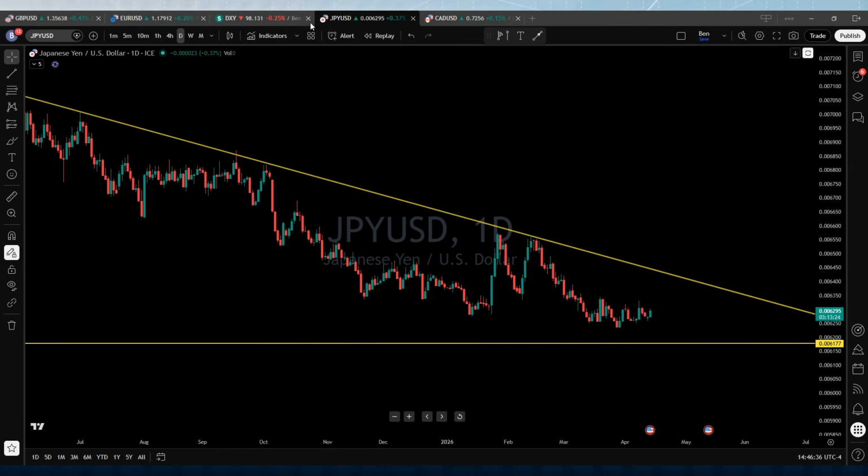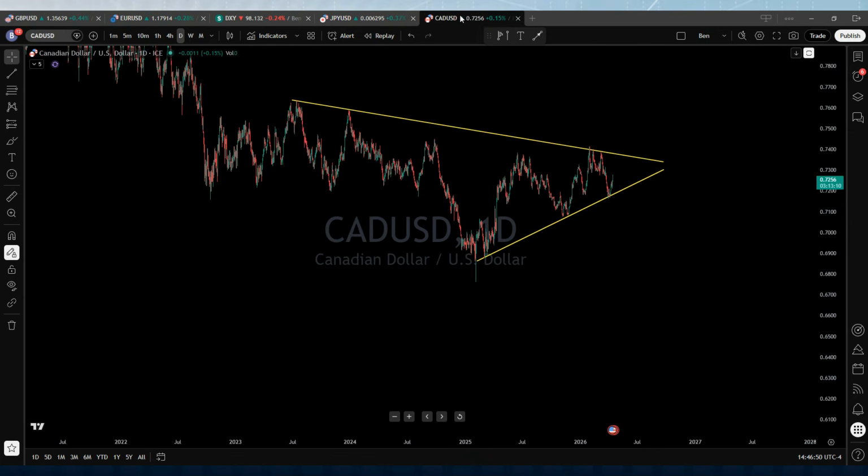Same with the other charts. We just need a further move to the downside in the DXY, the Japanese yen pushing up to this downsloping trend line, and that would be a shortable level or an exit for a swing trade level if you're long on the JPY. All right, last but not least, let's go into the CAD.